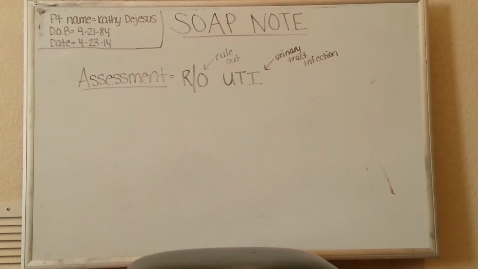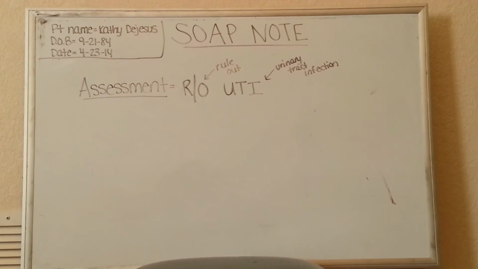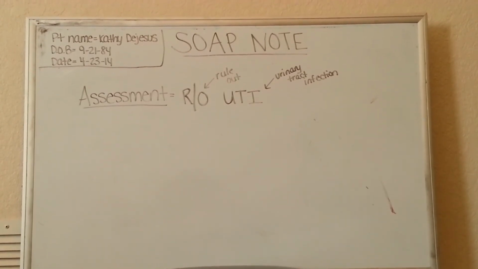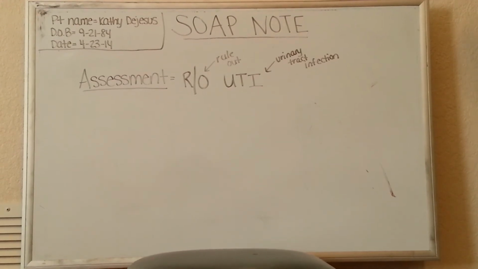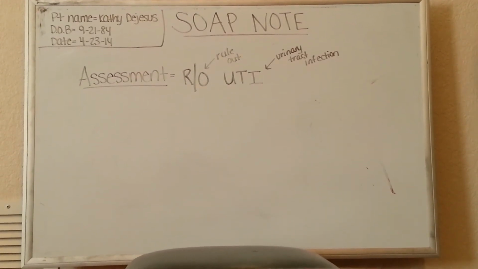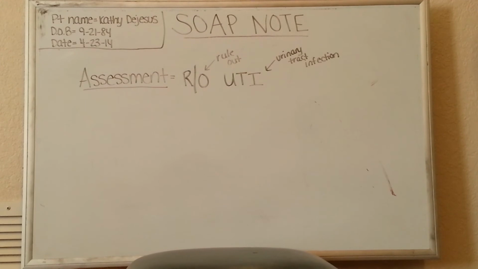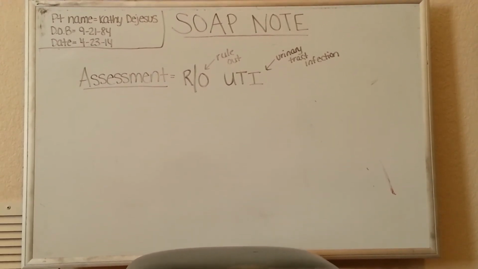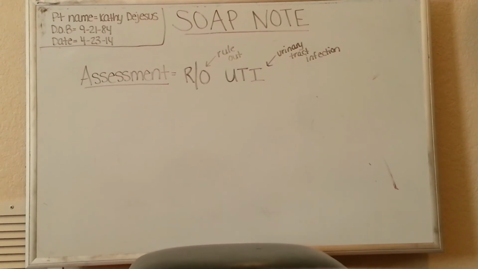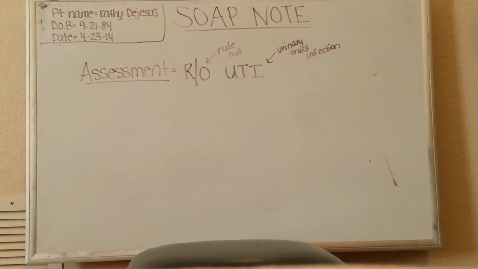Now for the A in my SOAP note, assessment: rule out UTI, which is a urinary tract infection. Because the tests are not back from the lab yet due to how long they take, the doctor will rule out what he knows is not the issue. So in this case, he ruled out UTI, just from the symptoms the patient is having. He knows it is not a UTI.